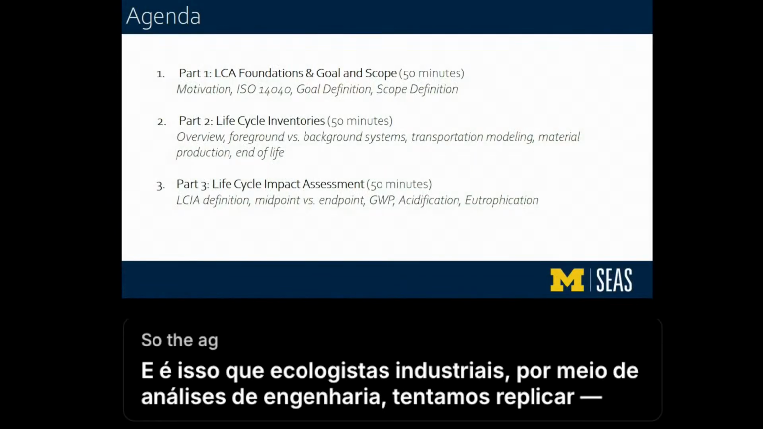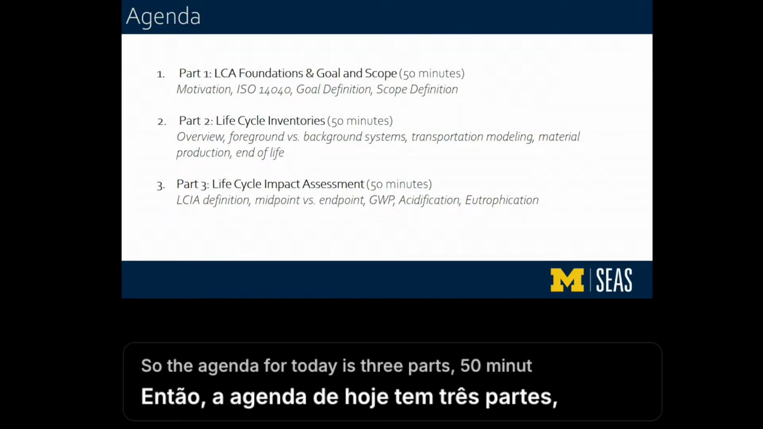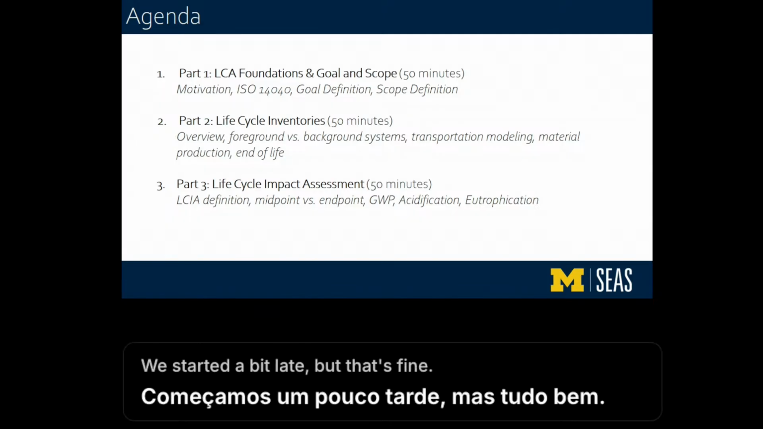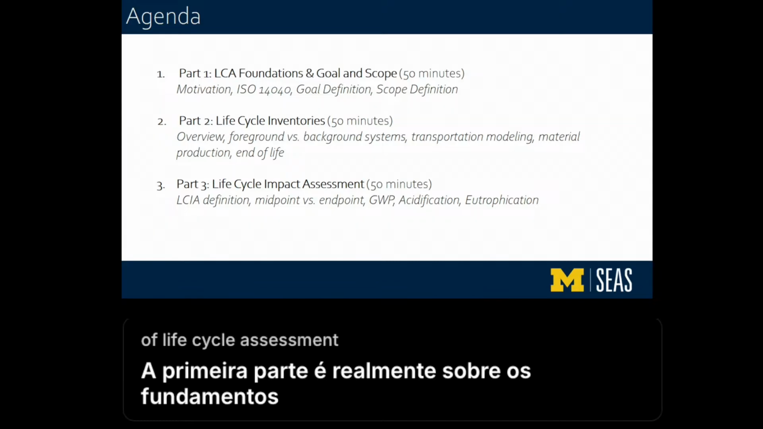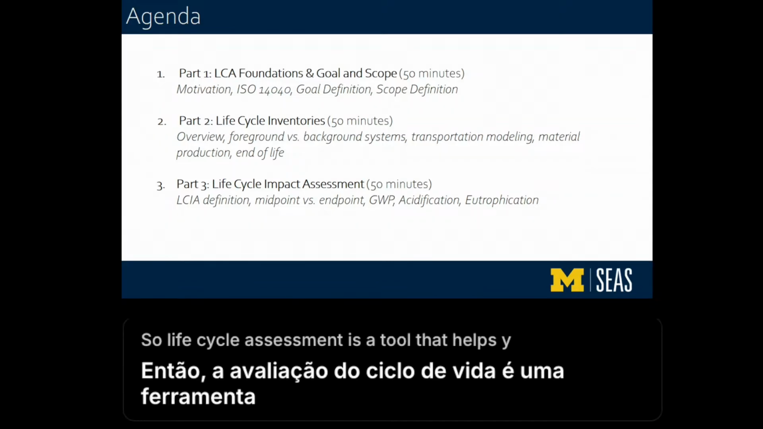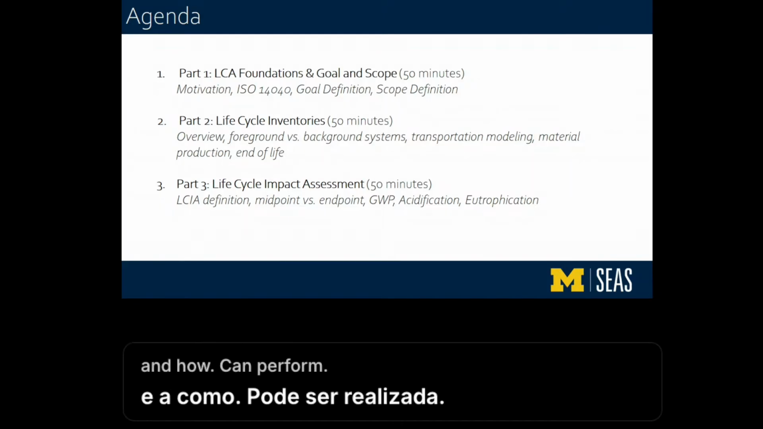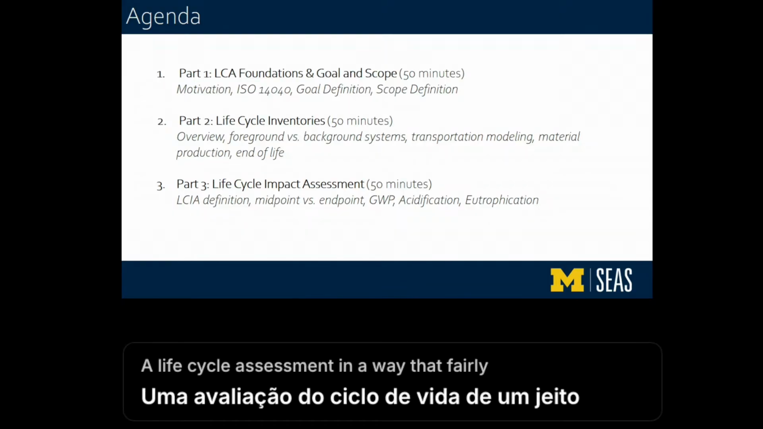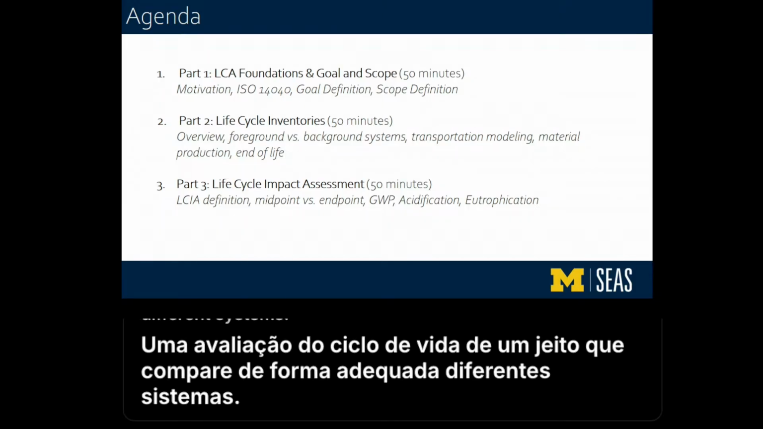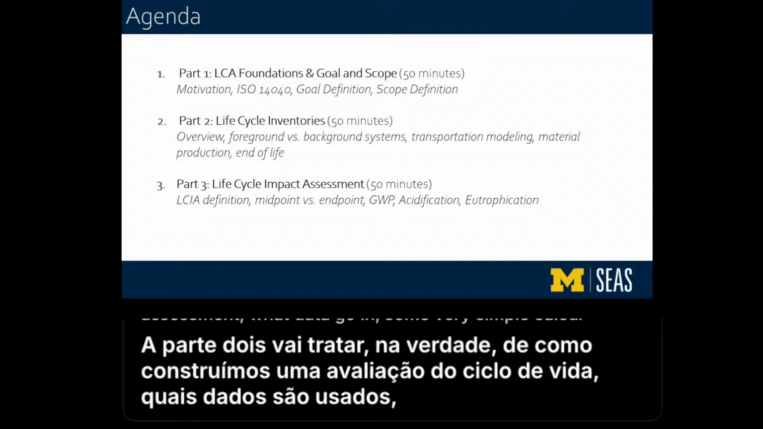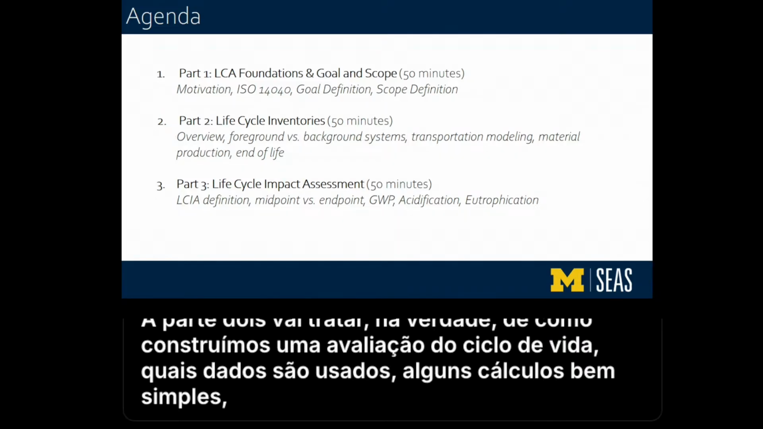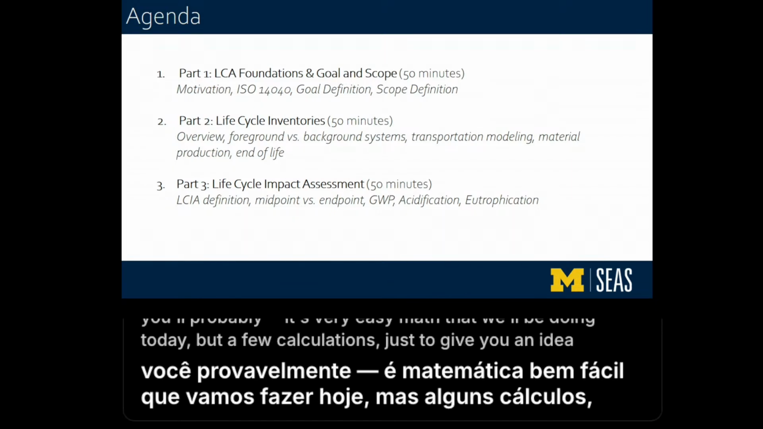So the agenda for today is 3 parts, 50 minutes each. We started a bit late, but that's fine. The first part is really about the foundations of life cycle assessment, all right? Life cycle assessment is a tool that helps you decide and compare products. And we'll get an introduction to the main pieces of that and how we can perform a life cycle assessment in a way that fairly compares different systems. Part 2 will be actually looking at how we build a life cycle assessment, what data go in, some very simple calculations. It's very easy math that we'll be doing today, but a few calculations, just to give you an idea of how life cycle assessment works.